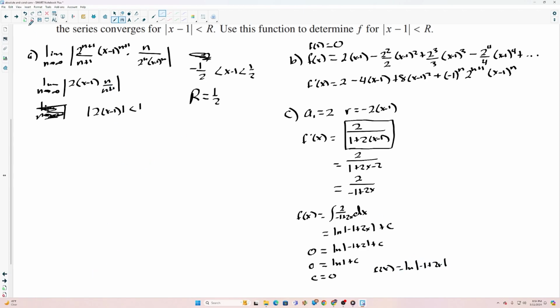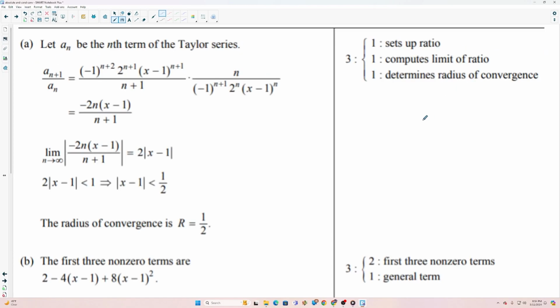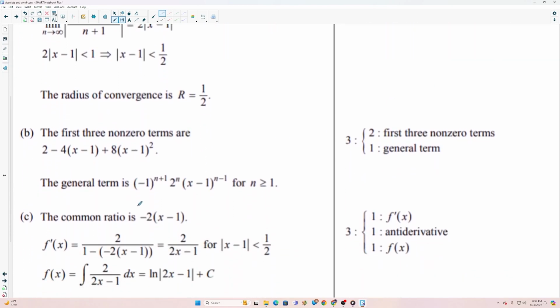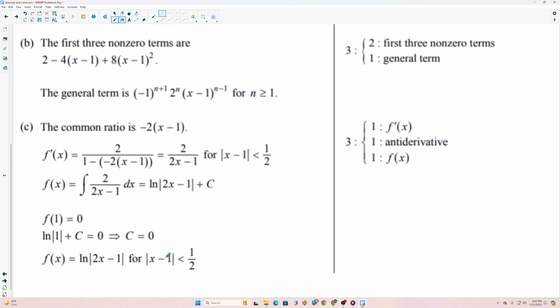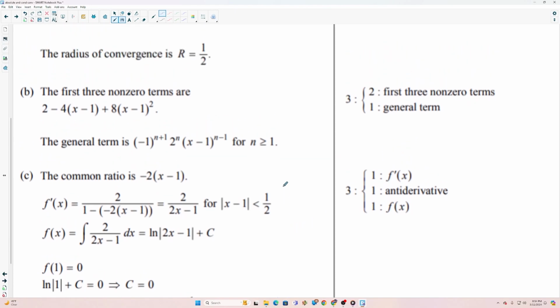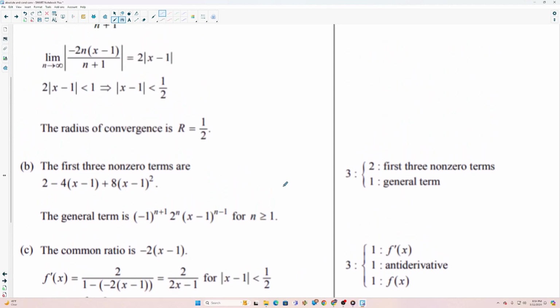And are we seeing that on the rubric down here? Let's take a peek real quick all the way down here. Yeah, and then they say for this right here. So 1 for the derivative, 1 for the antiderivative, and 1 for actually reading the instructions thoroughly and getting f of x.